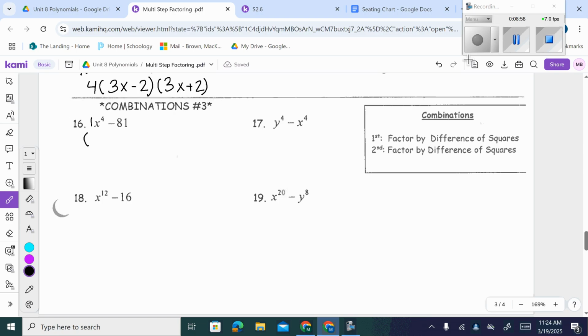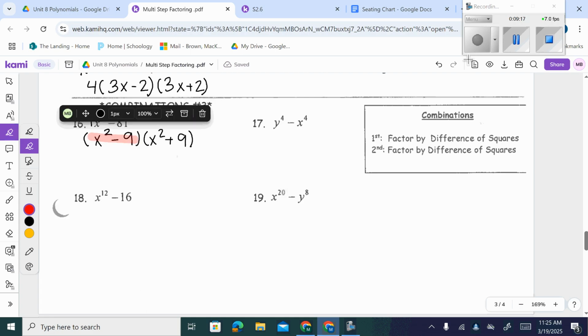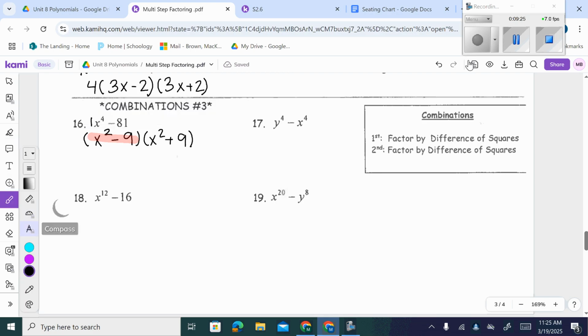So this is going to become x to the second minus 9 and x to the second plus 9. Now you need to ask yourself, can you keep going? Yes. Only one. You can only do the first because it is a difference of squares. Why is this one not a difference? What sign is that? Plus. Good. So what's x squared minus 9 going to become? X minus 3 and x plus 3.